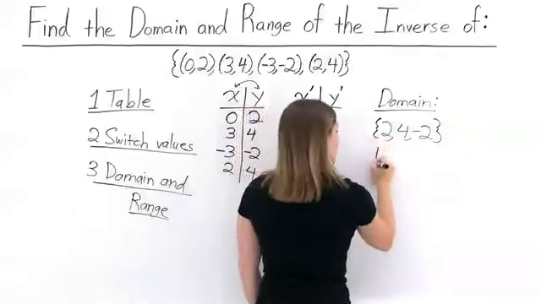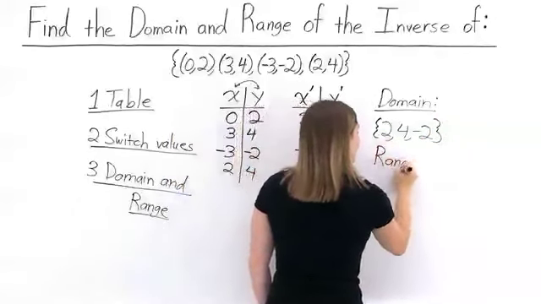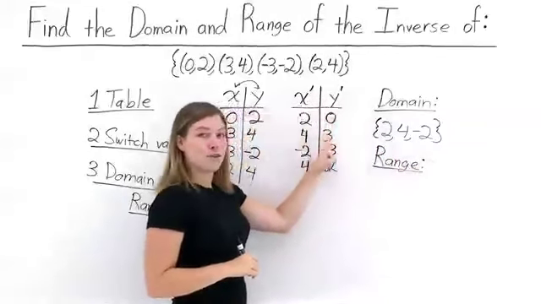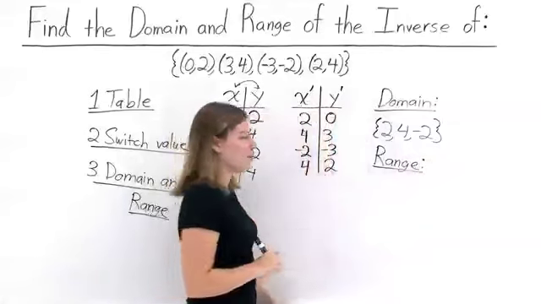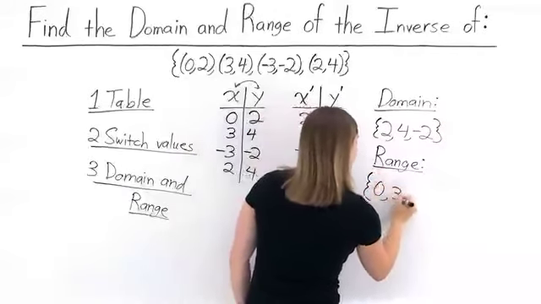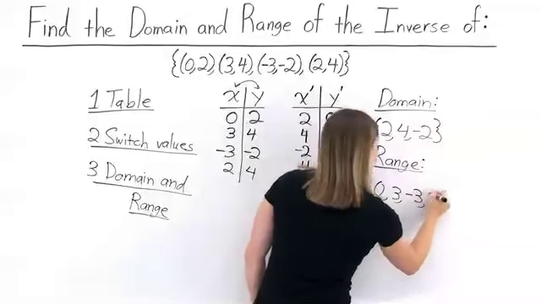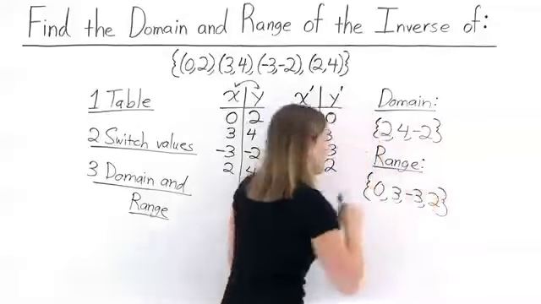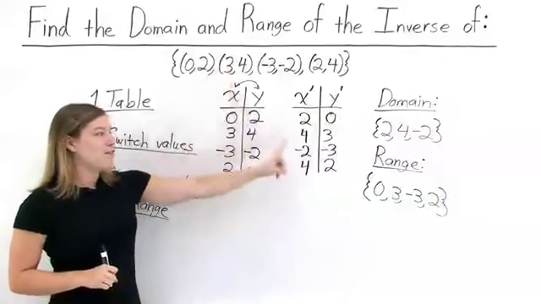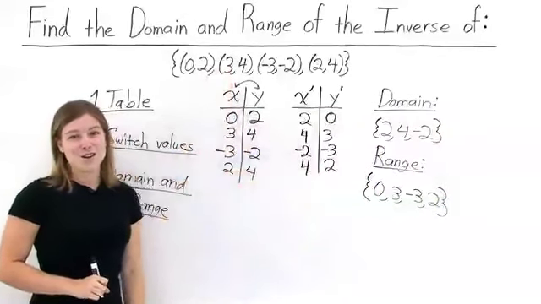Now for the range. The range is the set of all the y values. So we have 0, 3, -3, and 2. If we put those in a set, we have 0, 3, -3, and 2. Now we found our domain and range. We took our relation, found the inverse, and then took the domain and range.